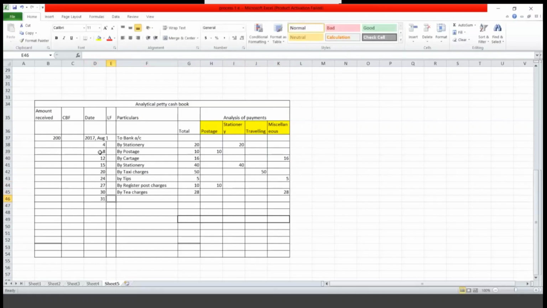Next, on 31st, sent telegrams. Where should it come? What will we treat this as? Telegrams, how do you treat it? We treat it as postage. So enter it in the postage column. Anything else? These are the only transactions we have.